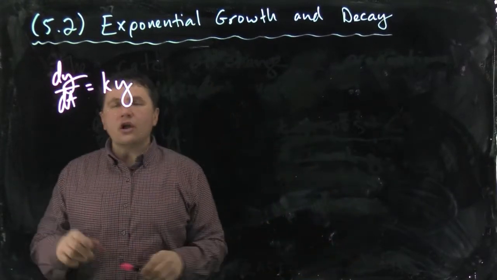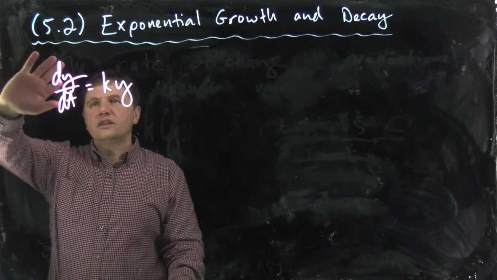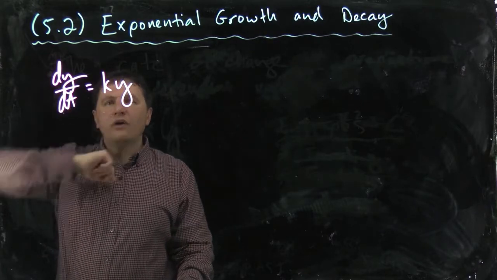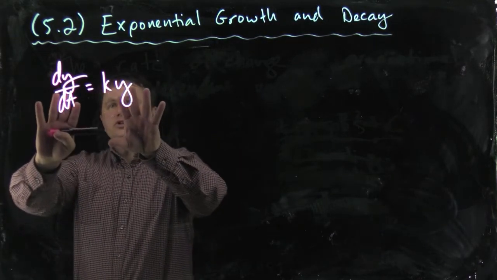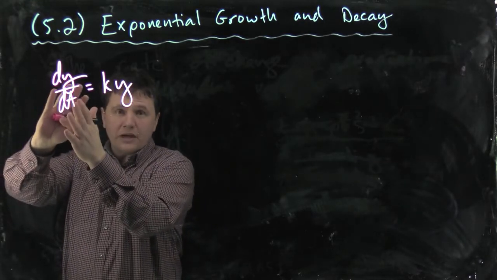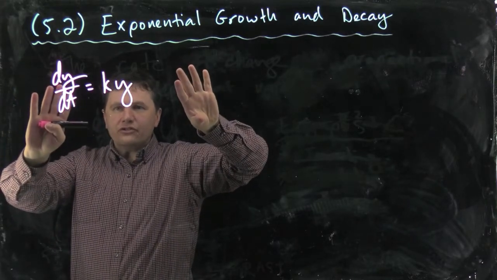So separation of variables basically means this. I'm going to look at this as just a fraction: y stuff over t stuff. So the idea of separation of variables is I'm going to get the y stuff over on this side through multiplication and division, and I'm going to get the t stuff on the other side by multiplication or division.